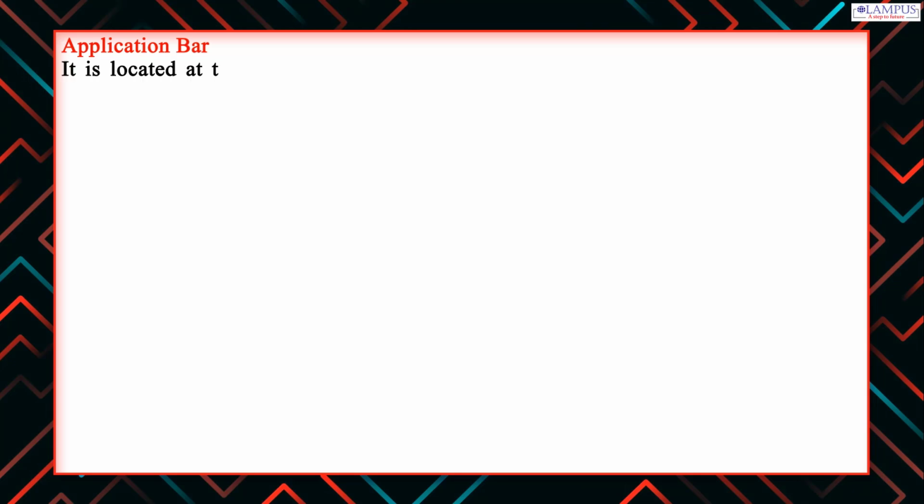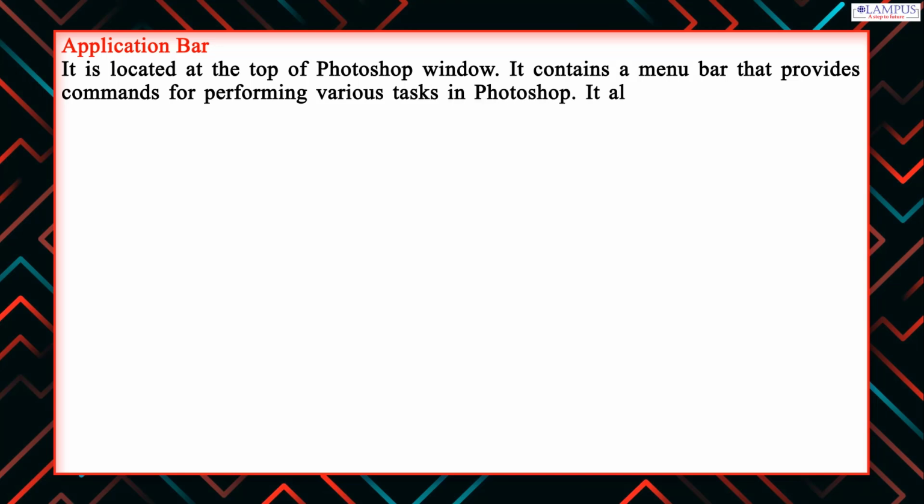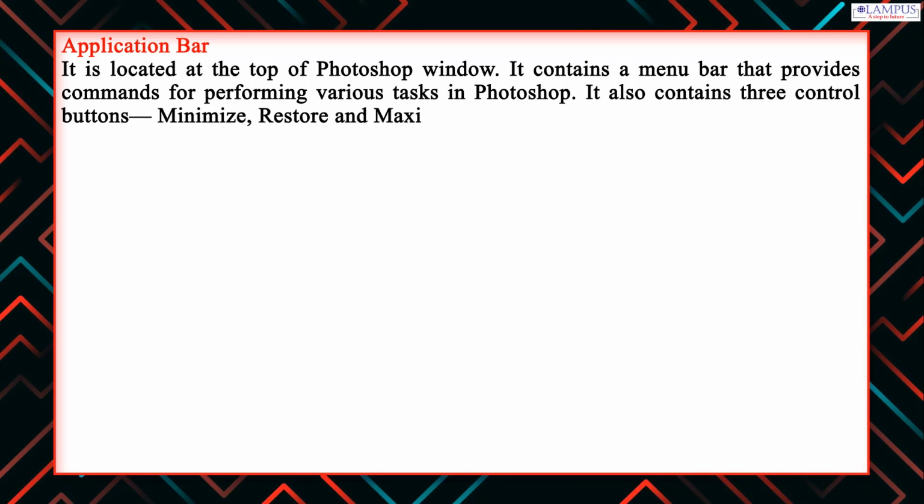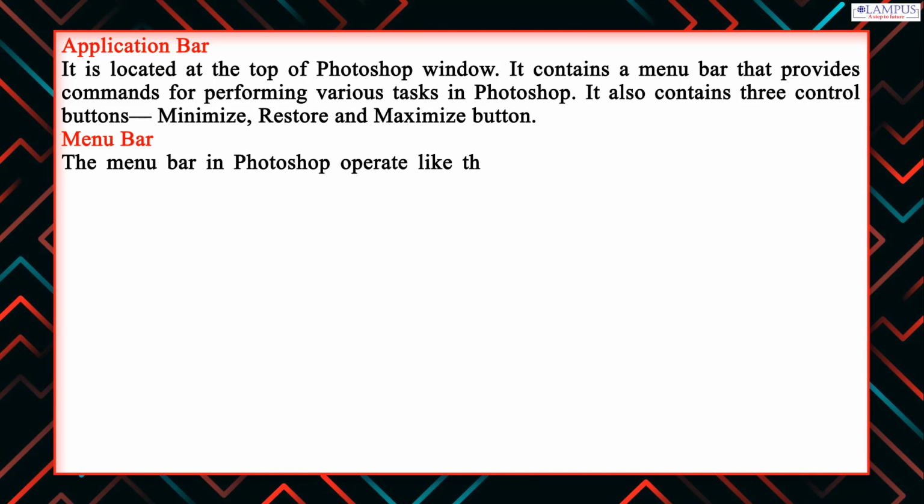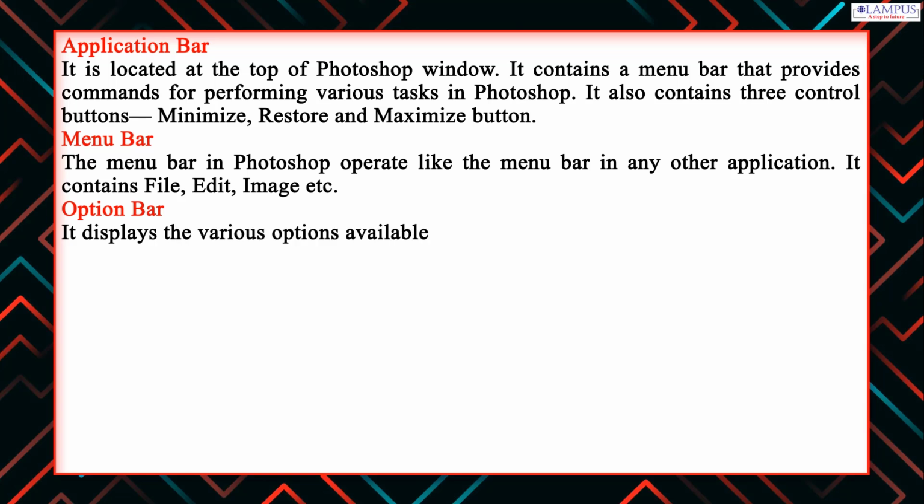Application bar. It is located at the top of Photoshop window. It contains a menu bar that provides commands for performing various tasks in Photoshop. It also contains 3 control buttons: Minimize, Restore and Maximize button. Menu bar. The menu bar in Photoshop operates like the menu bar in any other application. It contains File, Edit, Image etc. Option bar. It displays the various options available with the currently selected tool.